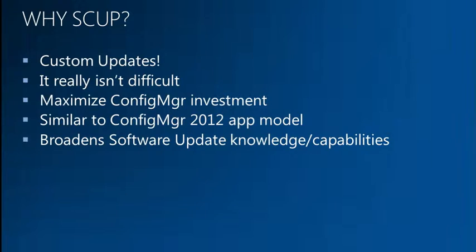Another reason, I already alluded to this. Config Manager 2012 introduces the app model. We've heard a lot about that this week already. SCUP, in many ways, is very similar to the app model. Okay? So if you're going to be using the app model anyway, then why not take that knowledge, apply it to SCUP, and leverage it for custom updates?